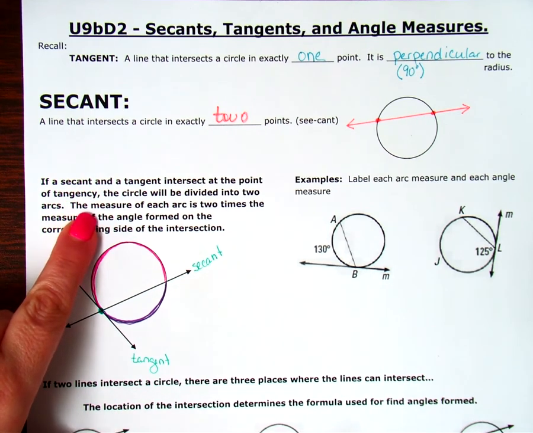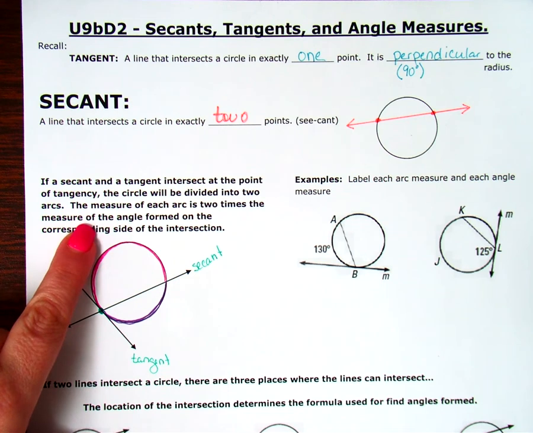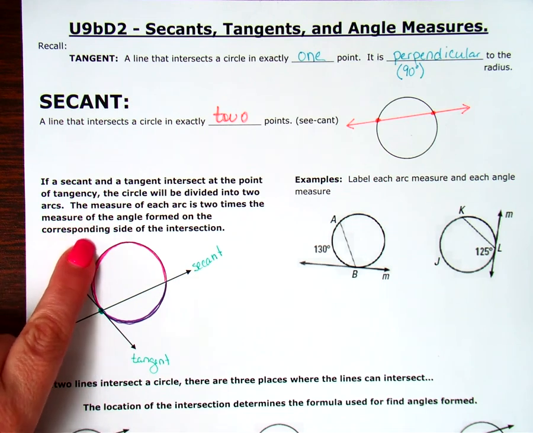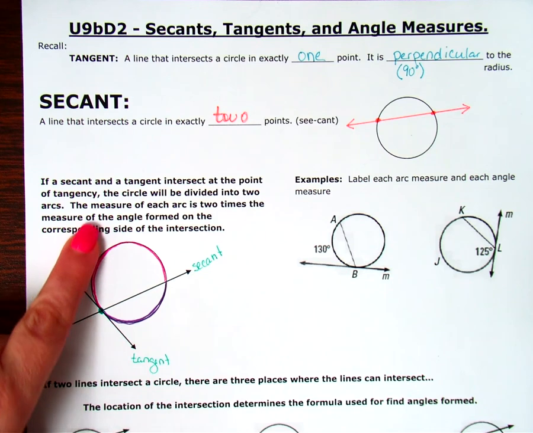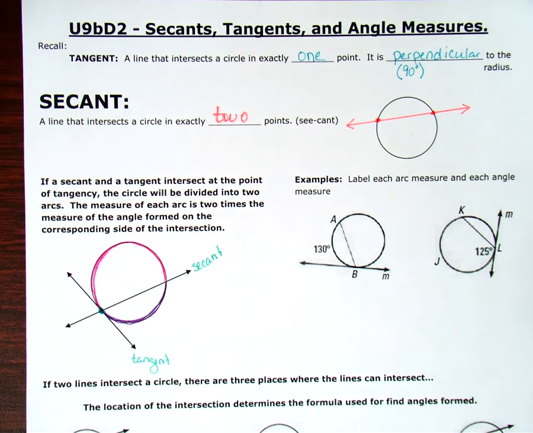The measure of each arc is 2 times the measure of the angle formed on the corresponding side of the intersection. So the arc is twice the angle formed on the corresponding side of the intersection. Let's talk about what that means.